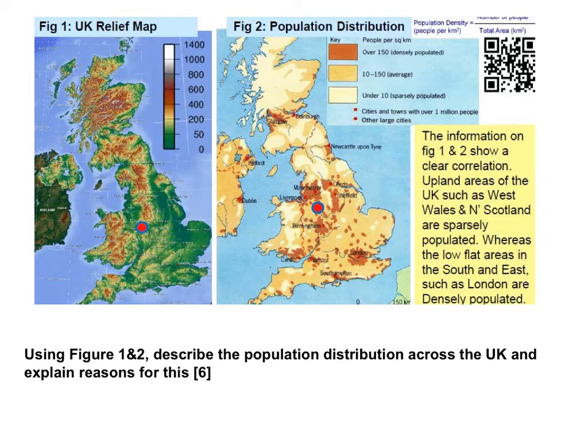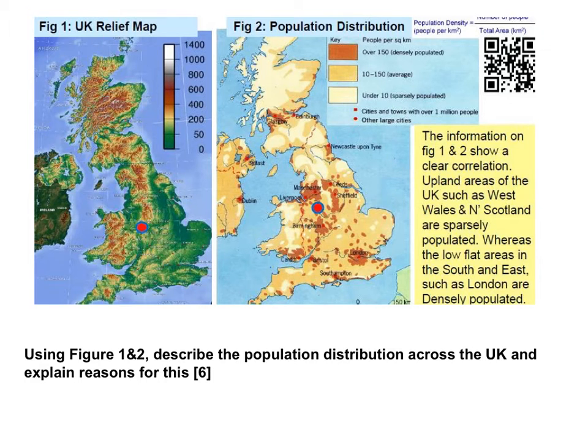Figure 2, that is a population distribution map. It shows where the people live, and you can see the key there, the darker colours, so the browns there. Over 150 people live on average in each square kilometre, and of course you can see the lighter colours, the lighter yellow, under 10 people, so that's sparsely populated, under 10 people per square kilometre. Some of the cities are also identified on there as well.